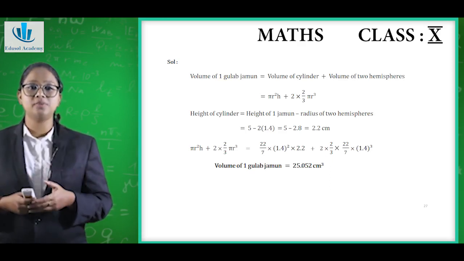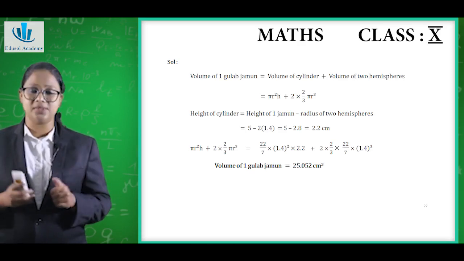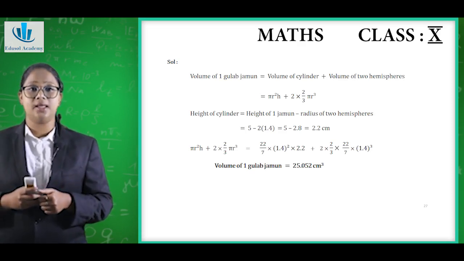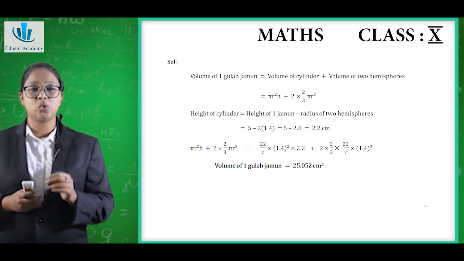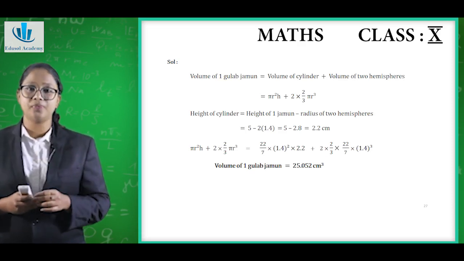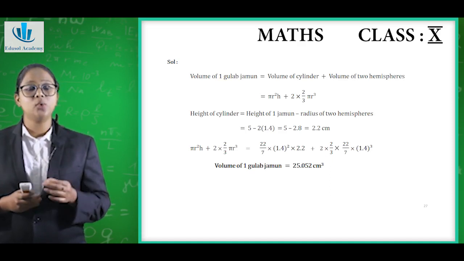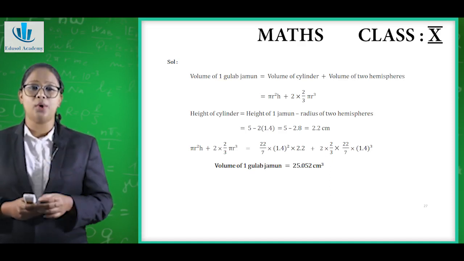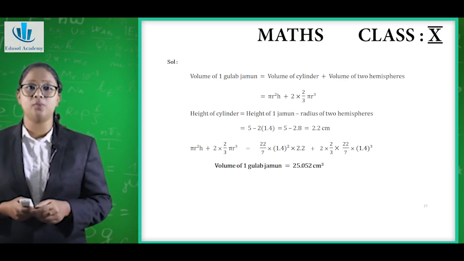Now the shape of gulab jamun is cylinder plus two hemispheres. So we can add them. So that will be pi r square h plus 2 into 2 by 3 pi r cube. So the answer will be 25.052 centimeter cube. That is the volume of one gulab jamun.